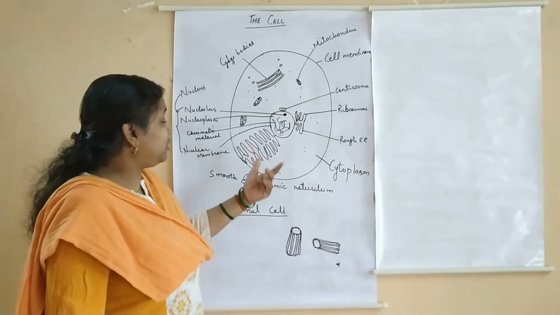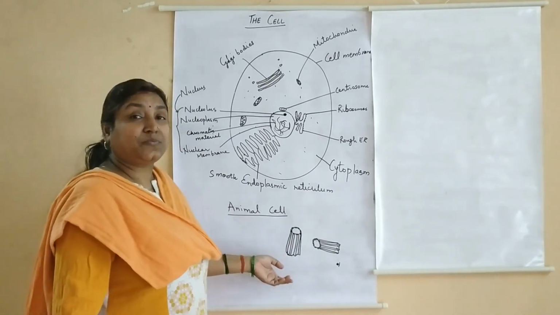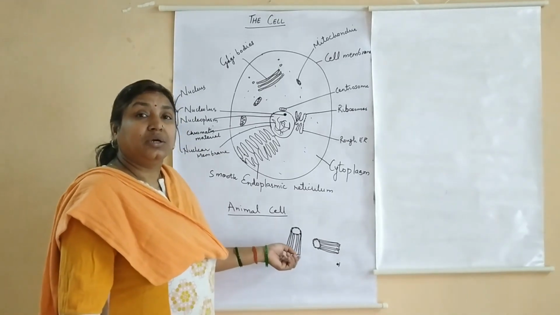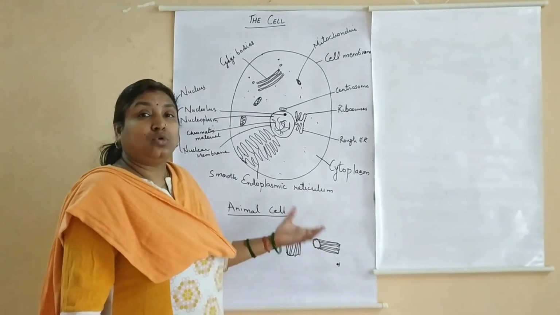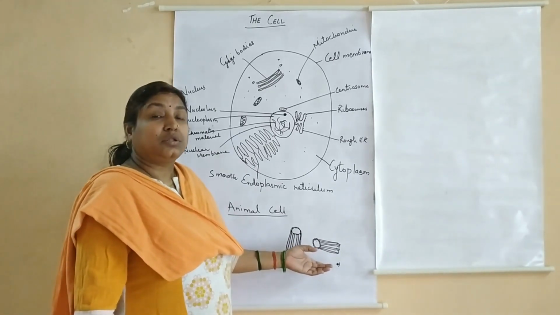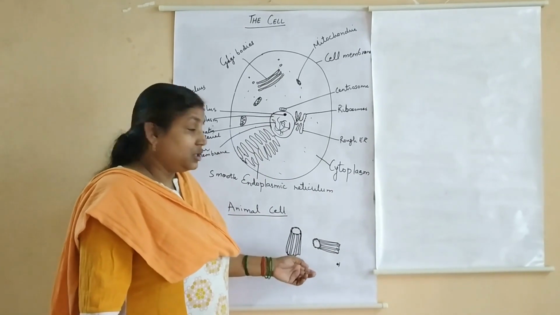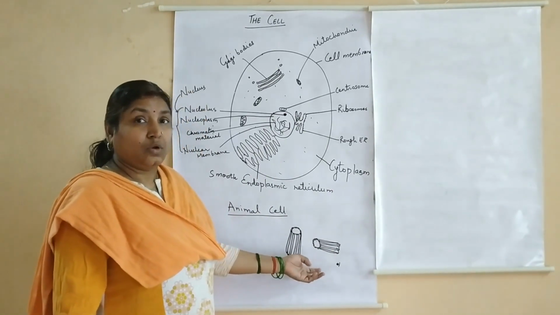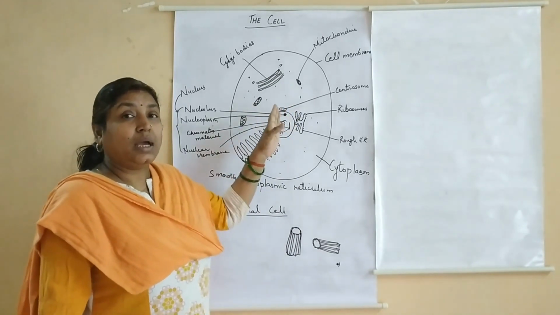Now, what is the function of the centrosome? It helps in spindle formation during cell division. When the cell divides, to hold the chromosomes, these centrioles will move to the opposite poles and help in the formation of the spindle. This centrosome is present only in animal cells.